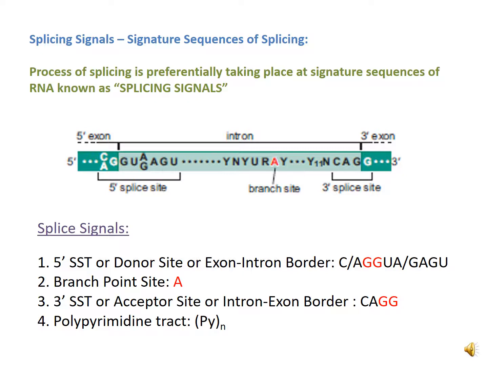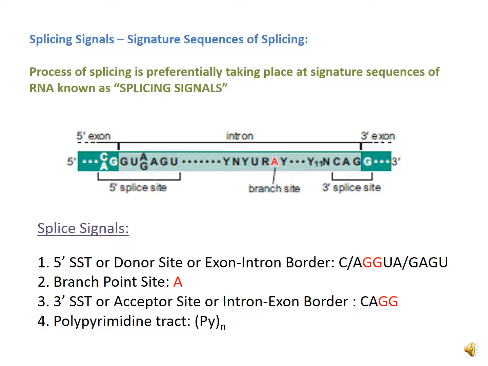This splicing, which is a complicated event in eukaryotes, takes place preferentially at particular sequences. Those signature sequences form the splicing signals. Splicing signals in hnRNA are very specific, present at exon-intron borders and intron-exon borders, and there is a branch point site.